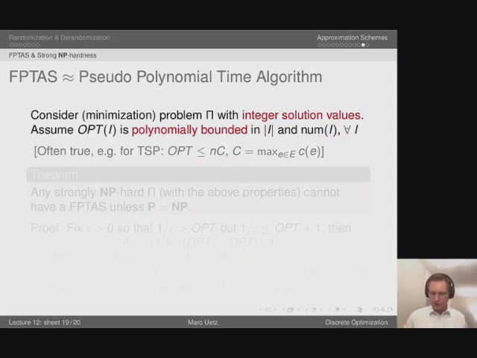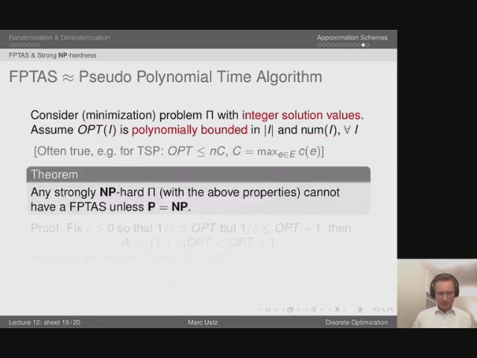And under these two conditions, integer solution values and the optimum solution value is not exponentially larger than the largest number that appears, I have the following theorem. If I talk about a strongly NP-hard problem with these properties here, I cannot have a fully polynomial time approximation scheme unless P is equal to NP, because under these conditions, an FPTAS, a fully polynomial time approximation scheme, amounts to a pseudo-polynomial time algorithm to solve the problem. And we already know that for strongly NP-hard problems, we cannot have that, right?